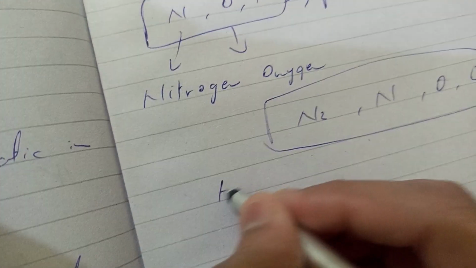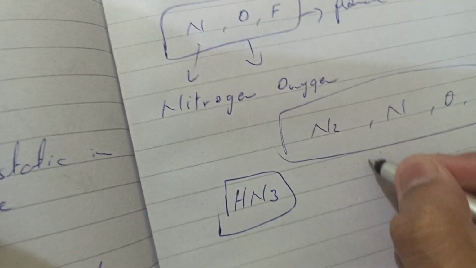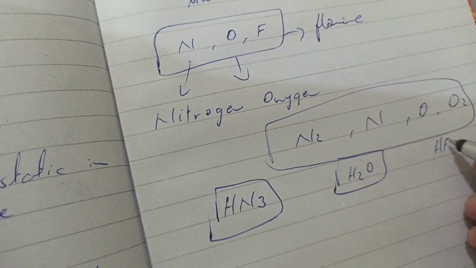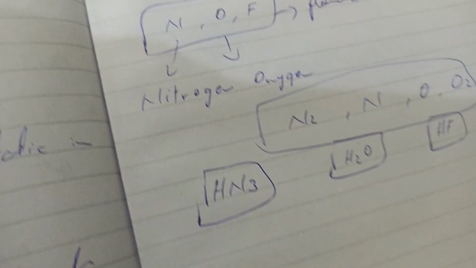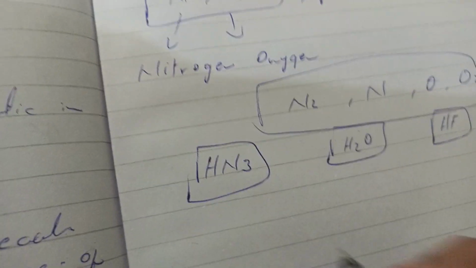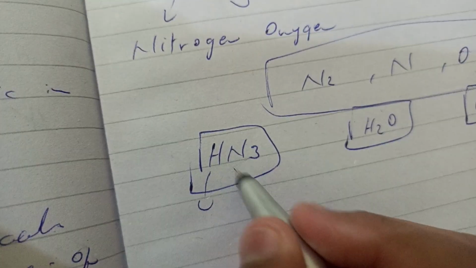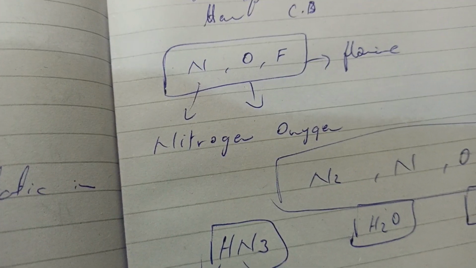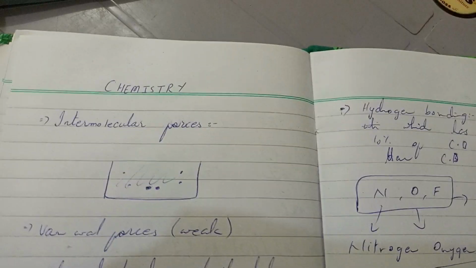For example, NH3 has hydrogen bonding. H2O is also hydrogen bonding. HF is also hydrogen bonding. Basically, the hydrogen atom connects with the lone pair of one of these atoms. That's how hydrogen bonding occurs, and all of these are types of intermolecular forces.